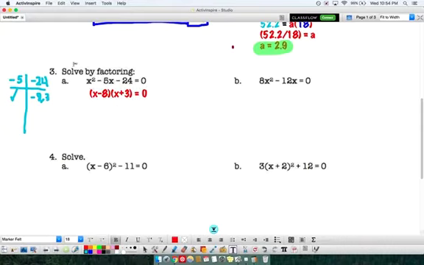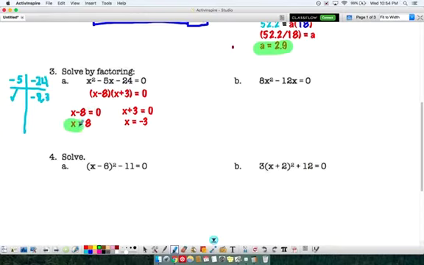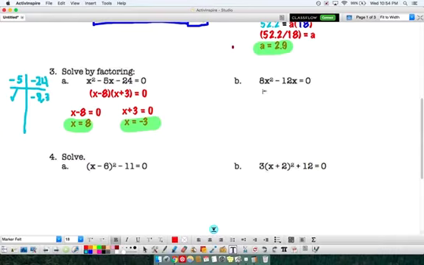What are we doing? We're solving. So that means we now need to set both of these equal 0. x minus 8 equals 0. That means x equals 8. x plus 3 equals 0. So that means x equals negative 3. Did you solve? Yes. We answered our question, which was solve. Find the roots. Find the zeros. We did that. Can you do this one?